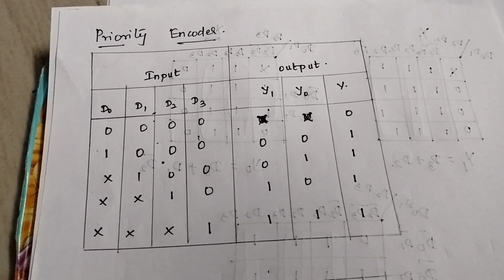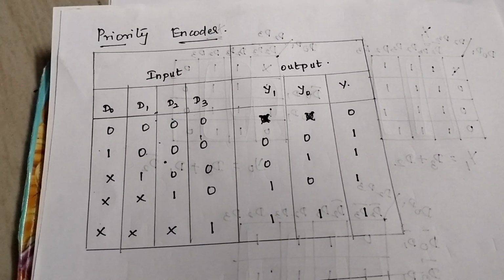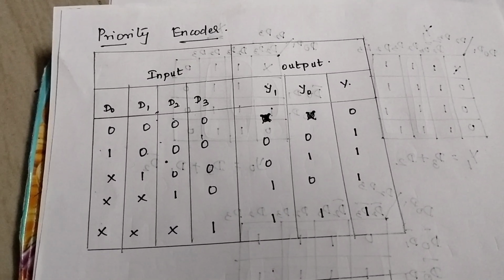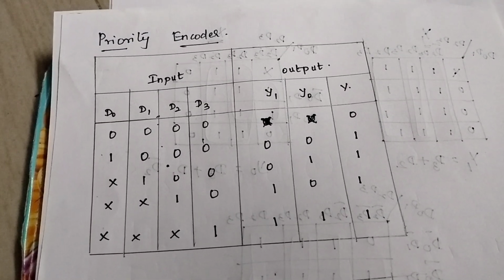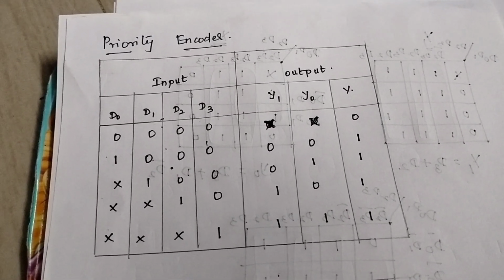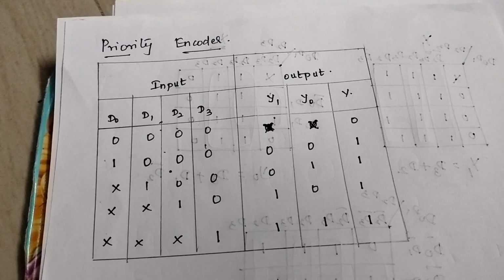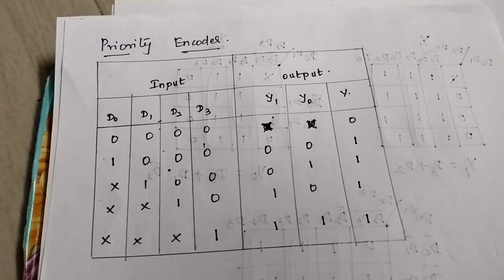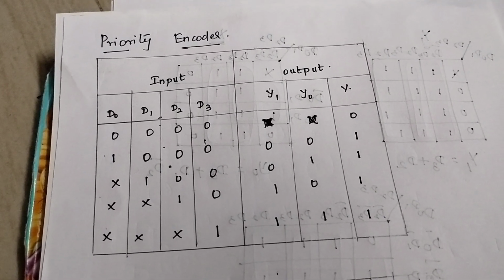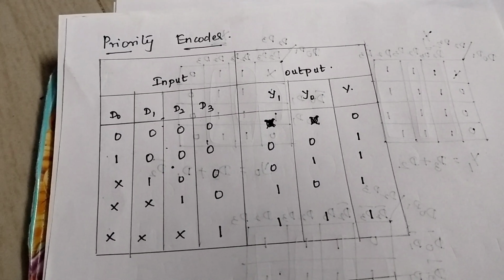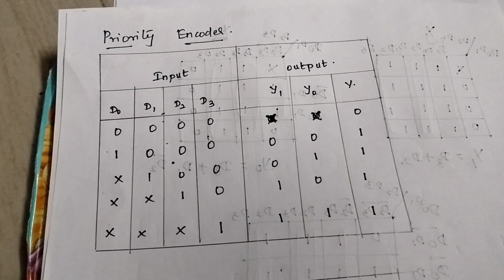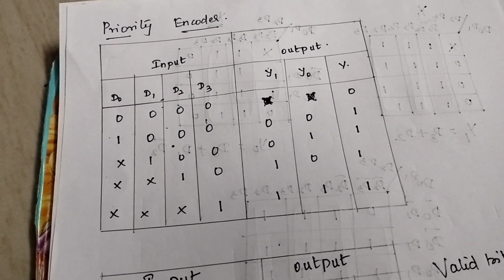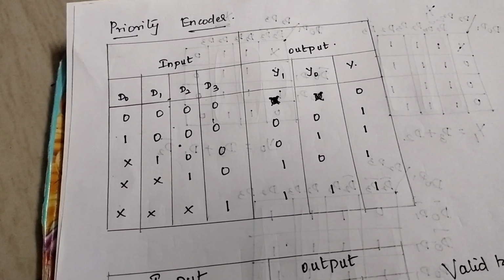Initially all the inputs D0, D1, D2 and D3 are equal to 0, your valid bit is 0 and your output is XX. It's nothing but your don't care condition. If your D0 is 1, your output is 0, 0, valid bit is 1. If your D1 is 1, output is 0, 1, valid is 1. If your D2 is 1, output is 1, 0, valid bit is 1. If your D3 is 1, output is 1, 1, valid bit is 1.